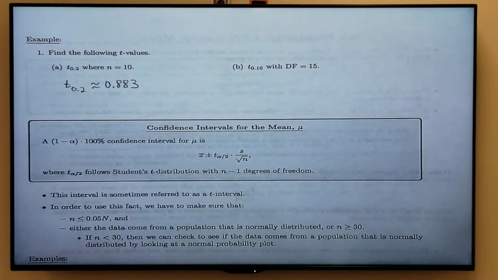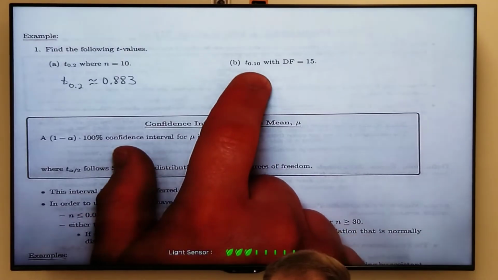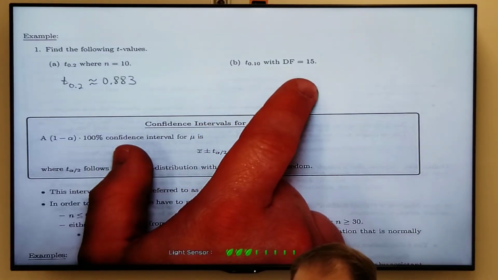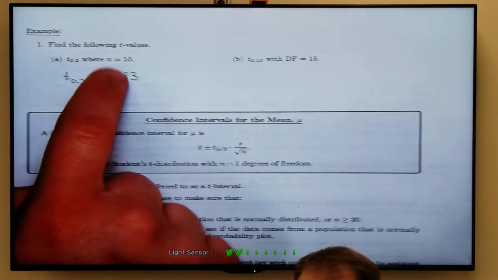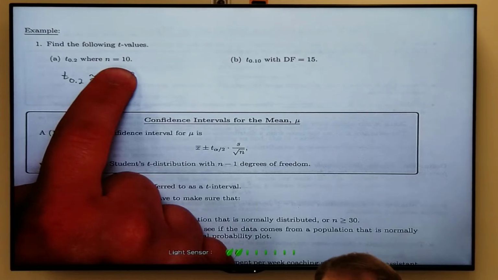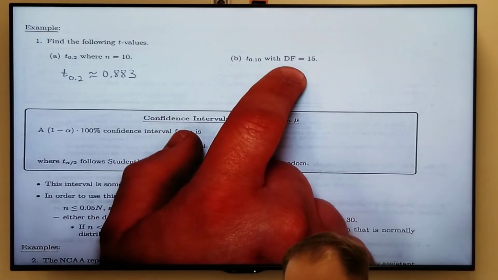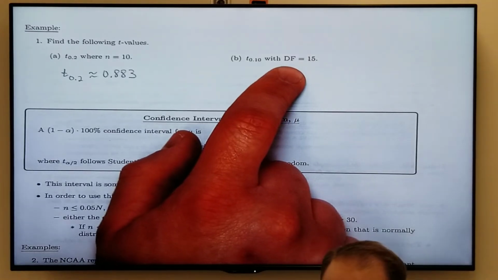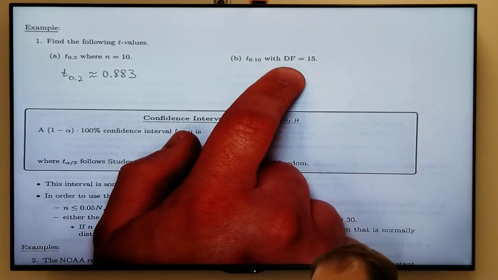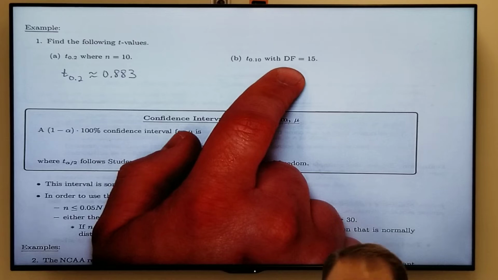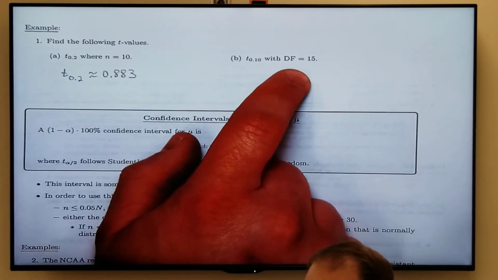Now let's do part B. Part B says find t sub 0.10 with 15 degrees of freedom. Notice that in part A, they gave us the sample size, so we had 9 degrees of freedom. In part B, they're just giving us the degrees of freedom, right? They're just telling us you have 15 degrees of freedom. So your sample size was 16 in this case, but we're just going to use 15 degrees of freedom when we go to StatCrunch.